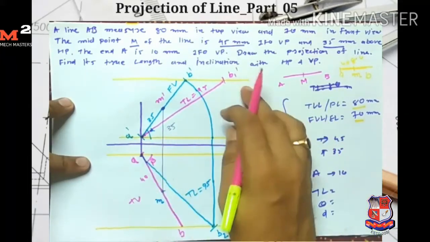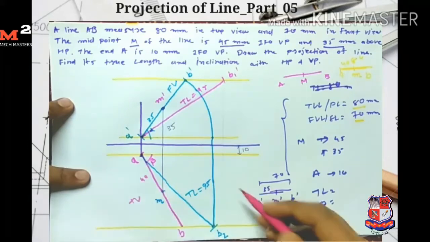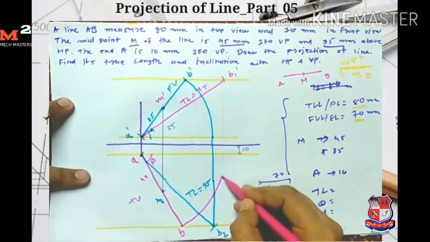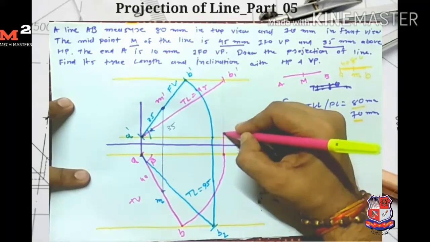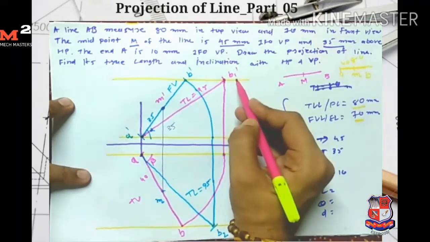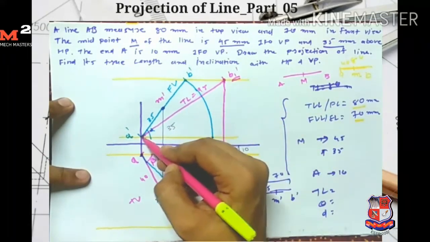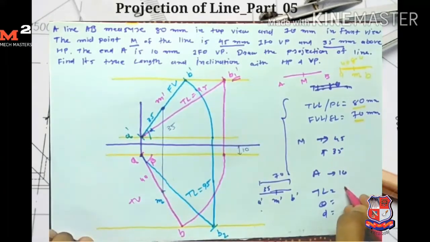I can find the true length another way. For that I take AB as a radius and A as a center. I draw one arc here up to this point. Now from this point I take the projection which intersects the locus of B dash here, so I get the B1 point here. So A dash B1 dash is my true length. I can find the true length by either of these methods. In the question we are required to find the true length, so the true length has been measured as 95 mm.